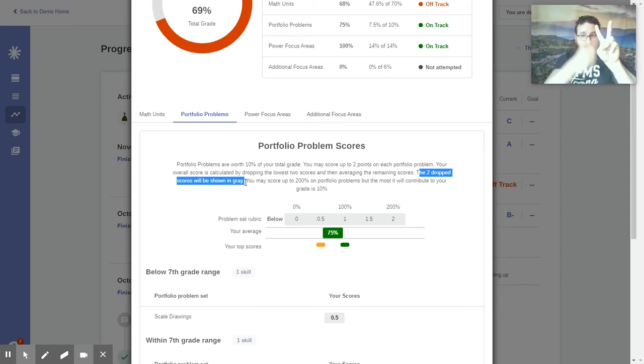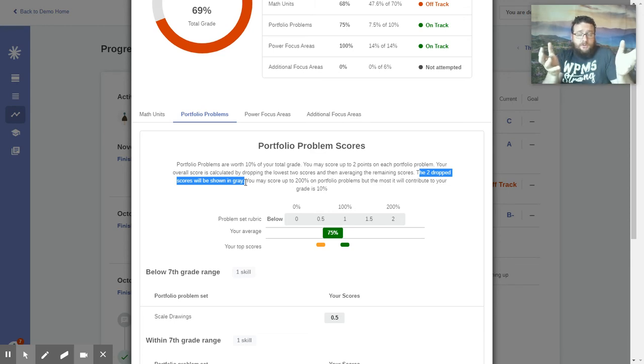And if one of them was actually a 2, that would make up for one of them that was a 0. So you could actually do 1 out of 4 portfolio problems and get a high score and still be okay and get 10% of your grade. So it's not really a category that hurts you much. It's mostly there to help you. So don't drop the ball on that.